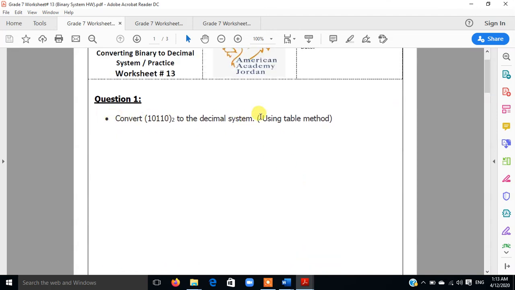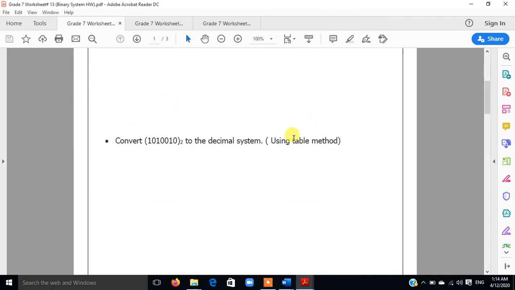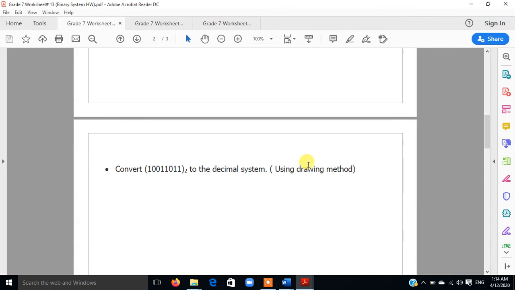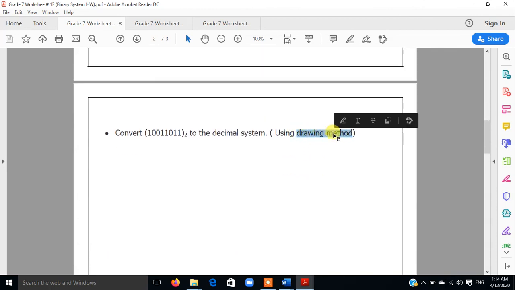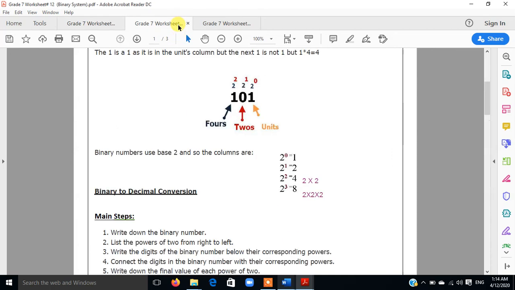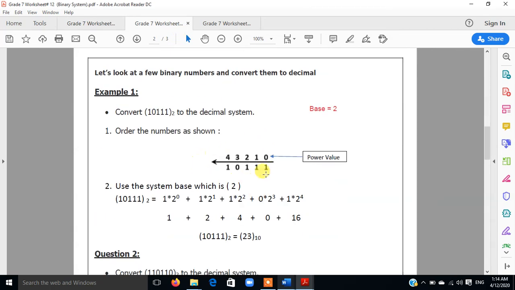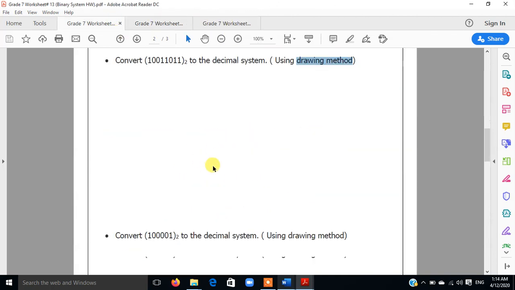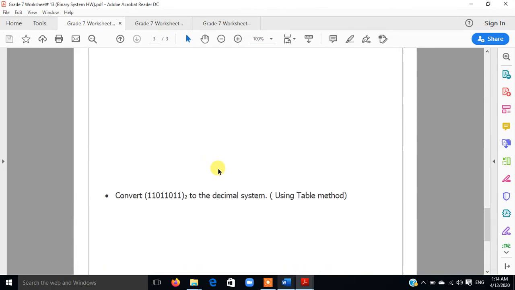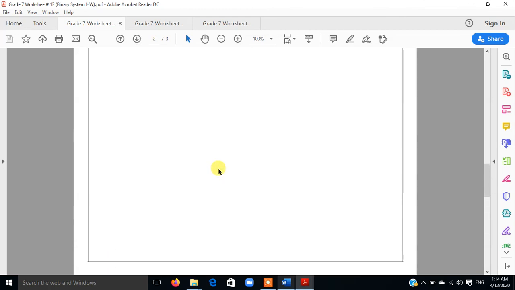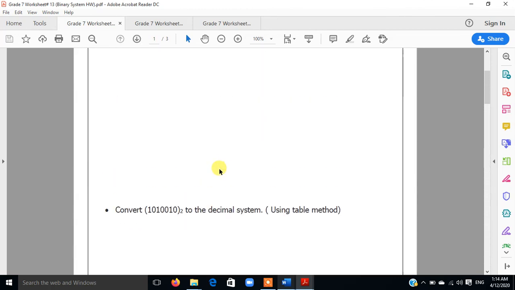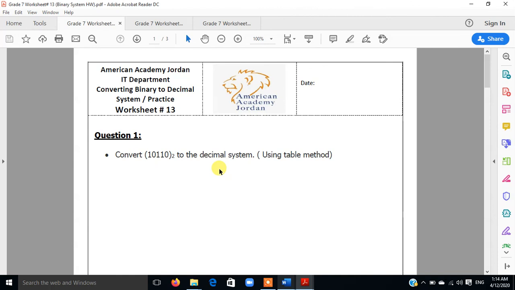Here I am asking you to use different methods. Here you are going to use the table method. For the second one, the table method. For the third one, I'm asking you to use the drawing method. As I said earlier, this is the drawing method: you are going to draw an arrow and write the numbers here. Worksheet number 13 will be homework, and all the details will be listed for you. I want you to practice and solve it by yourself because you are going to have an exam, inshallah. So I want you to demonstrate how you can convert a binary to decimal and vice versa.